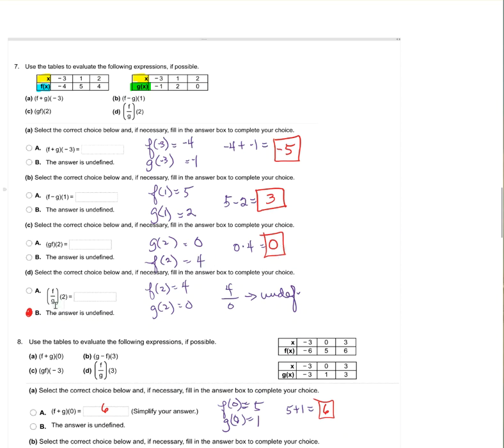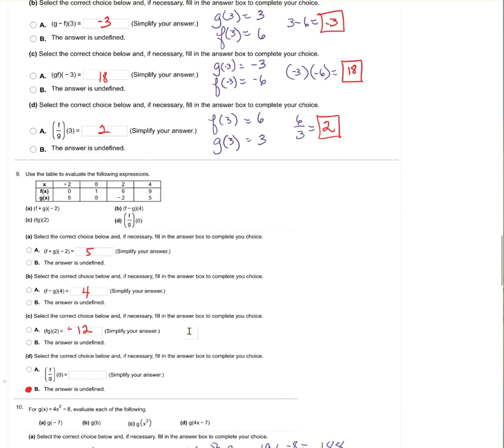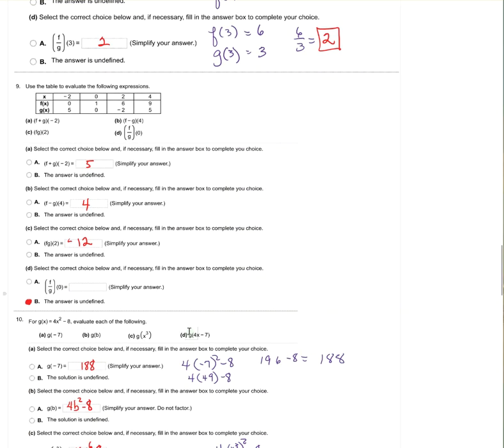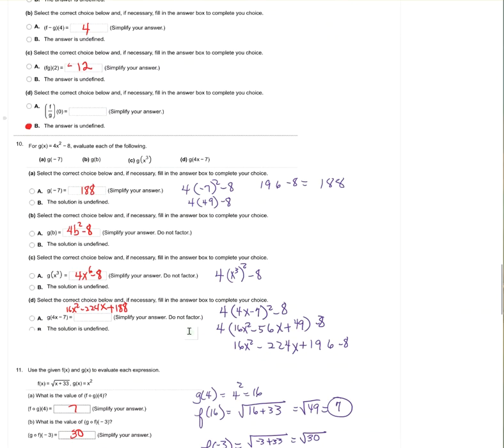Now, f divided by g of 2. We already did, f of 2 is 4, g of 2 is 0. But we're dividing 4 by 0. That is undefined, and that's a choice on each one of these. So there you go on that. So number 8 and number 9 are like number 7. So you should be able to do those. Let's look at number 10.